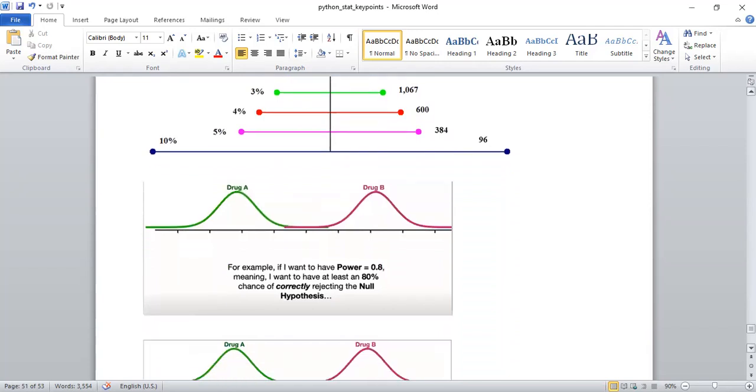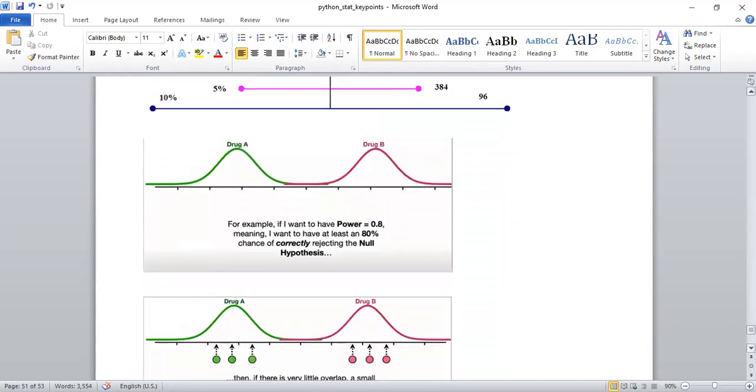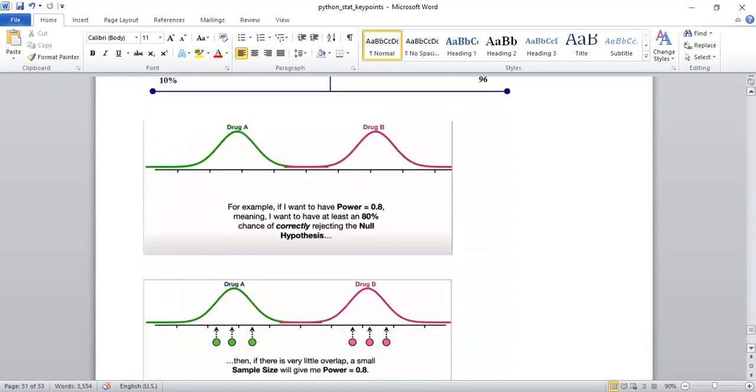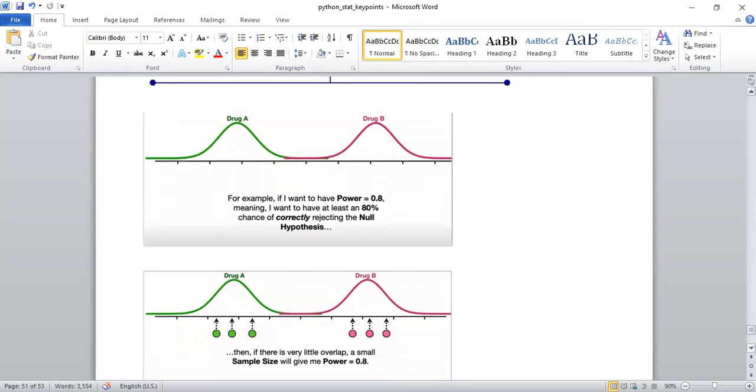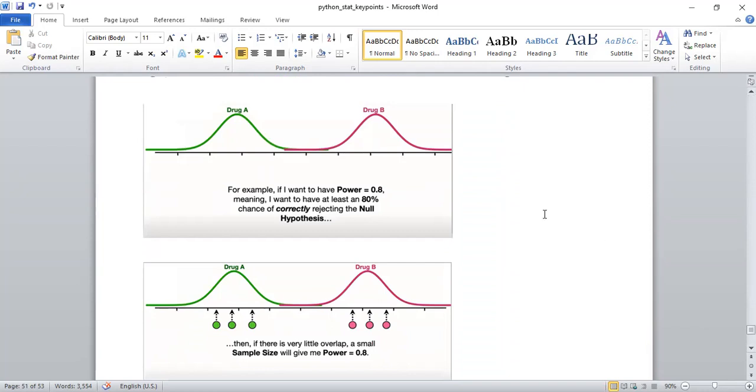Now I will explain why these things happen and how it is related to the power of a hypothesis test, how it is related to reducing the type 2 error beta for a given value of alpha. Look.